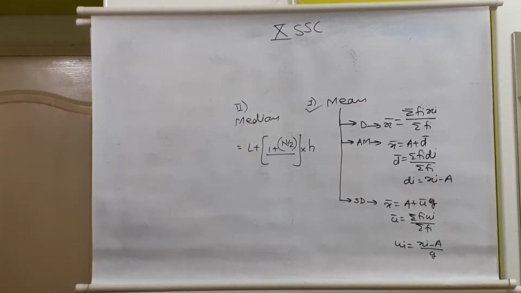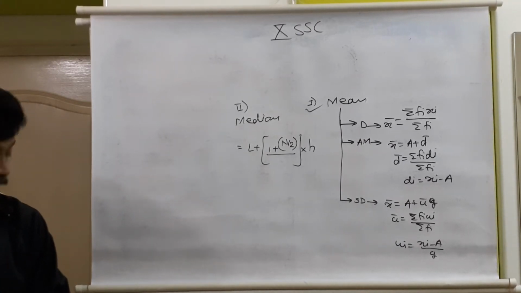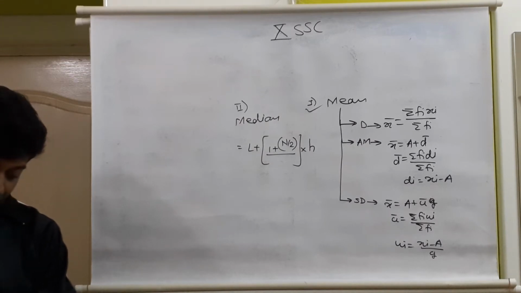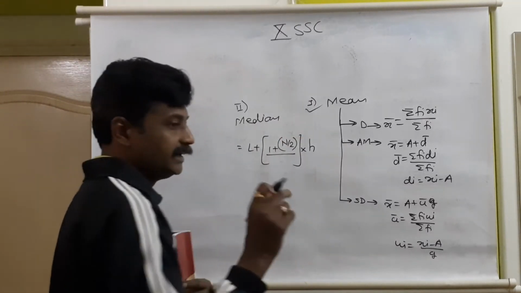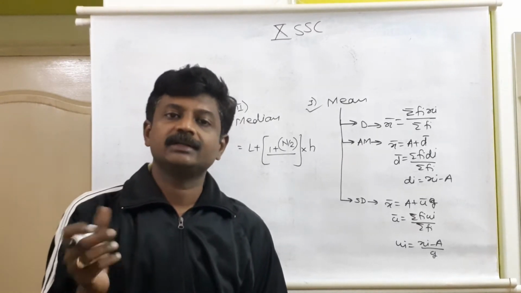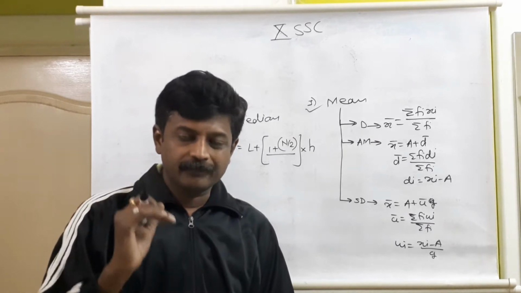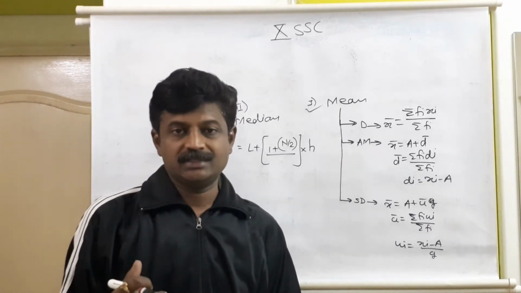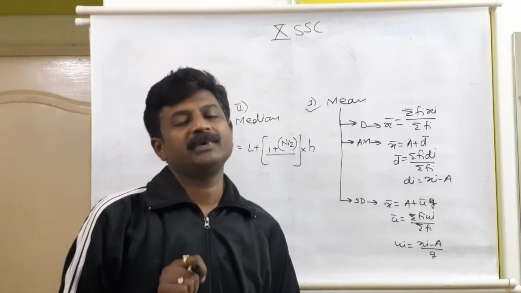Median, that is the second central tendency. We find it with the formula. First we need to find the median class. Now how to find the median class? It depends on the n by 2 value. N is the sum of all the frequency column, that is capital N, divided by 2, which gives a certain number. Find the first greater cumulative frequency than n by 2, and that will be the median class.